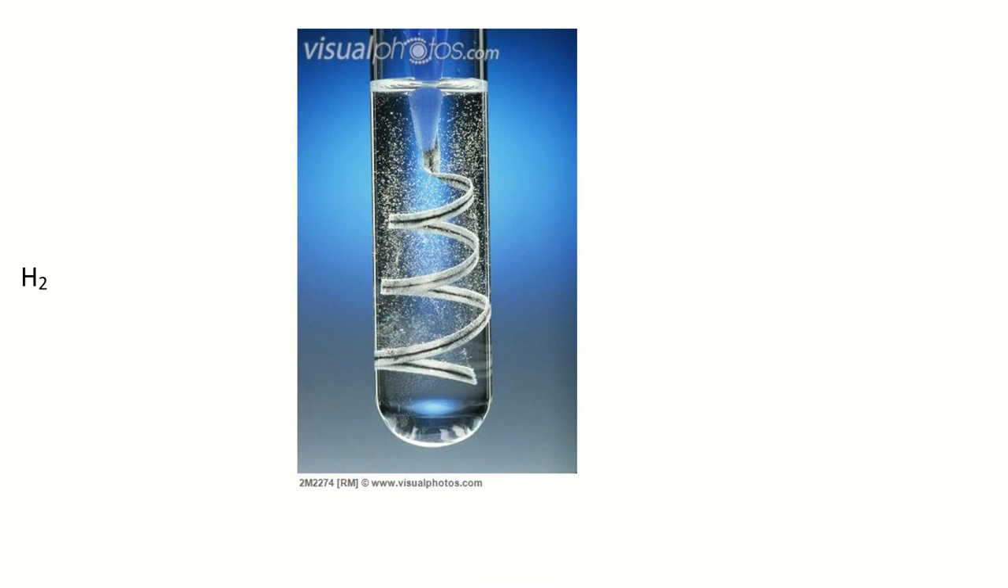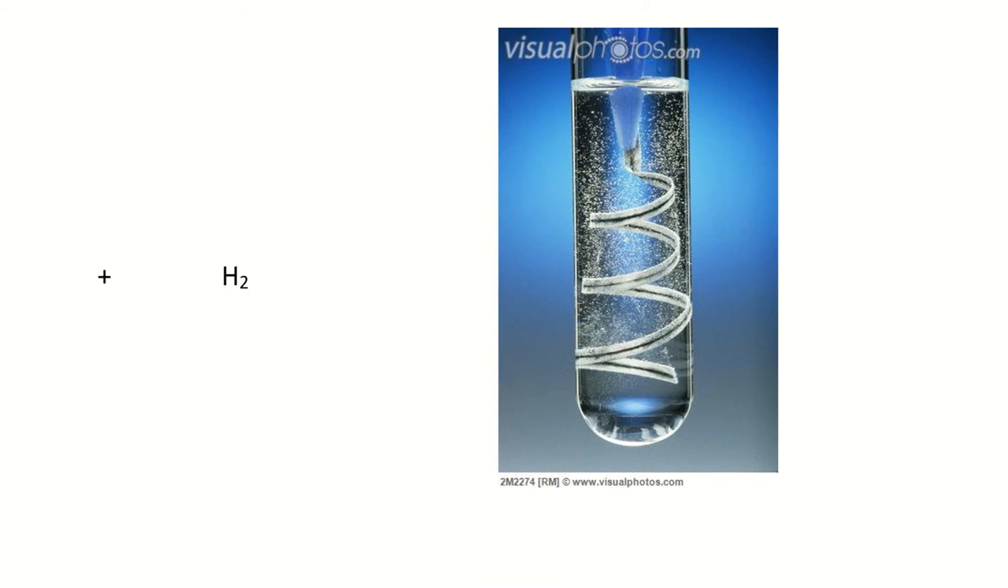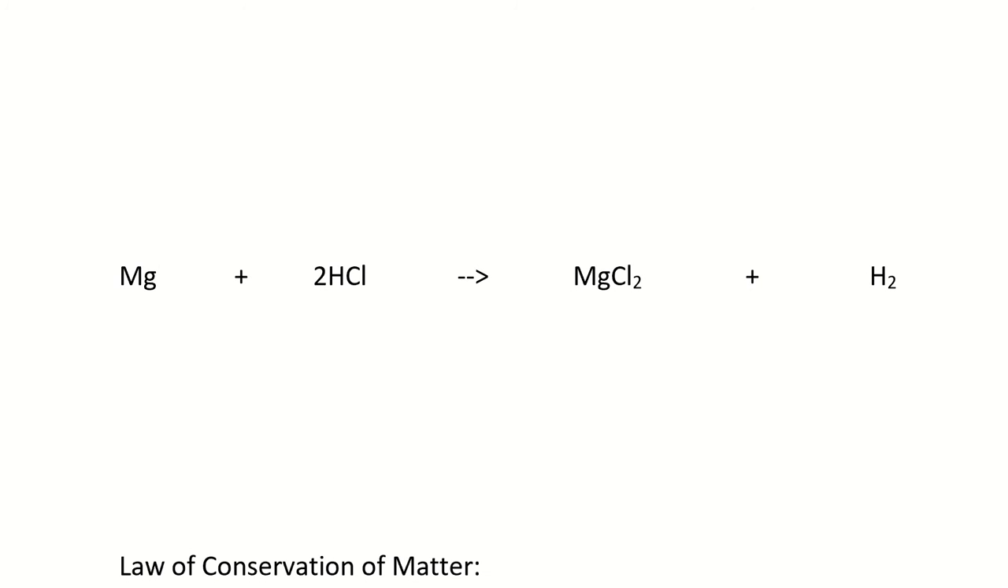The final example we have is a magnesium ribbon put inside a solution of hydrochloric acid. And notice these bubbles coming out of it. That's hydrogen gas. So again, we can assign some states of matter. We know the magnesium is solid. We know the hydrochloric acid is aqueous. The magnesium chloride that forms is also aqueous. And that hydrogen is a gas.